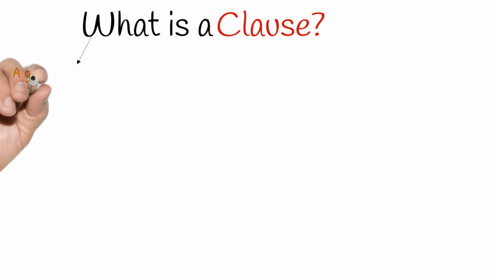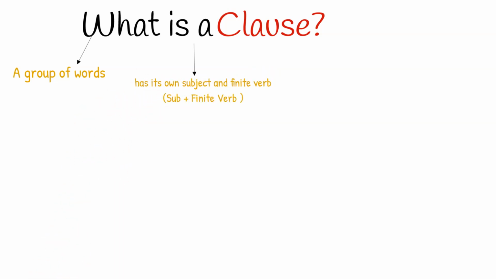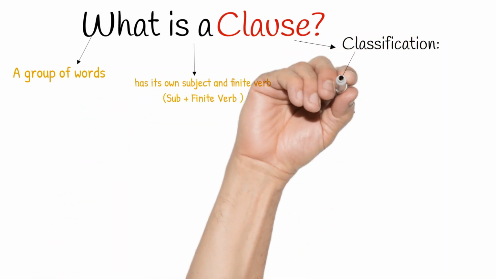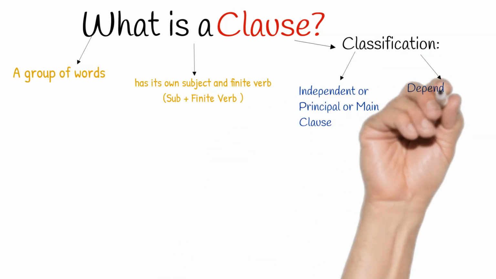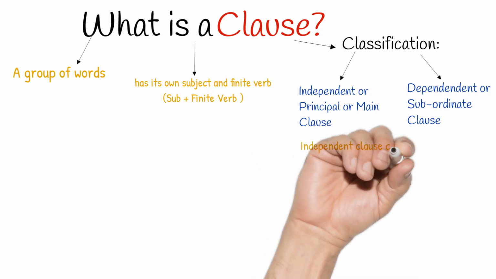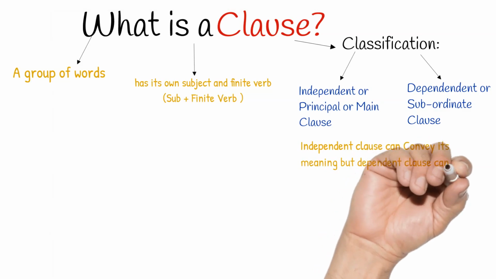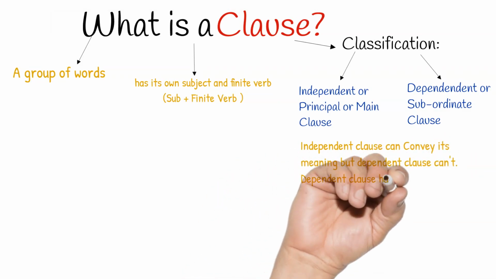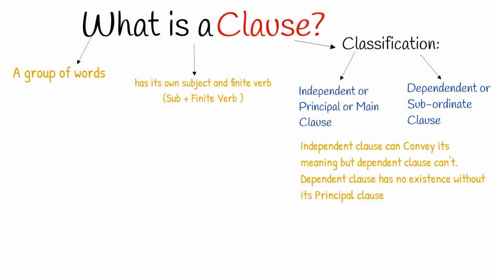What is a clause? A clause is a group of words and it has its subject and finite verb. Classification of clauses. Clauses are generally two types: independent or principal or main clause, and dependent or subordinate clause. Independent clause can convey its meaning without taking the help of another clause. But a dependent clause cannot. It has no existence without the principal clause.